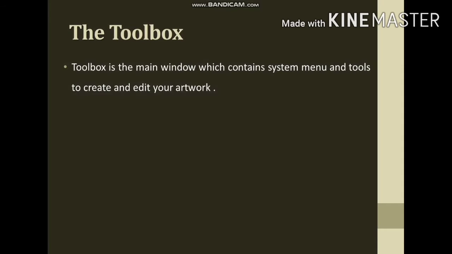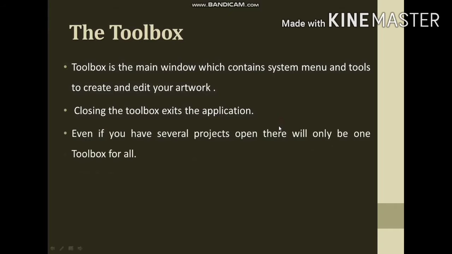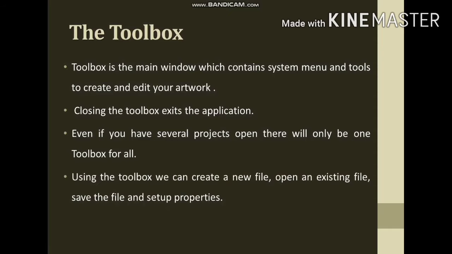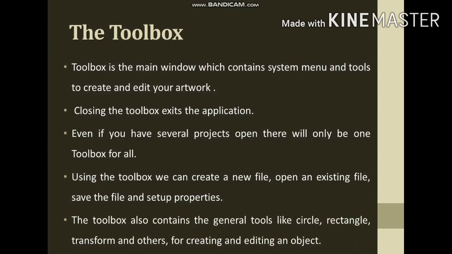The toolbox. The toolbox is the main window which contains system menu and tools to create and edit our artwork. Closing the toolbox exits the application. Even if we have several projects open, there will be only one toolbox for all. Using the toolbox, we can create a new file, open an existing file, save the file and set up the properties. The toolbox also contains general tools like circle, rectangle, transform and others for creating and editing objects.